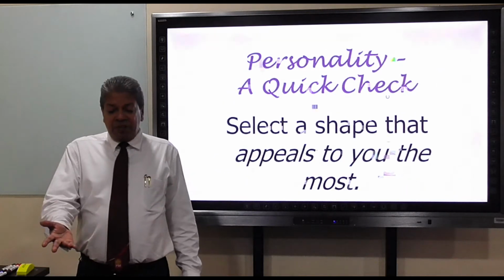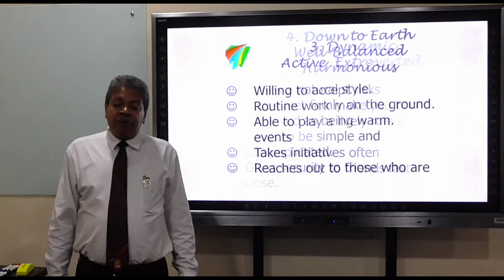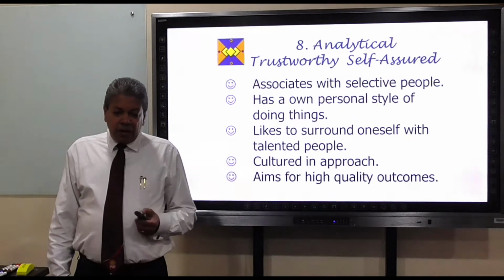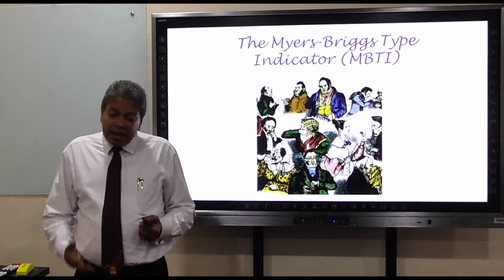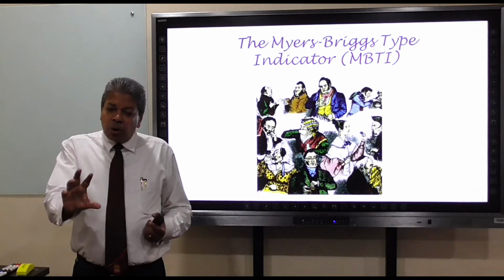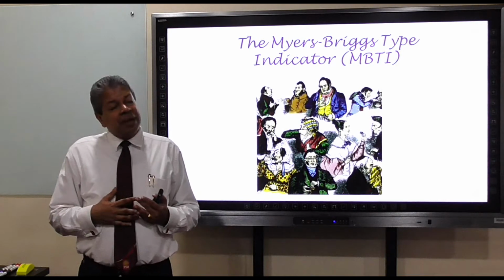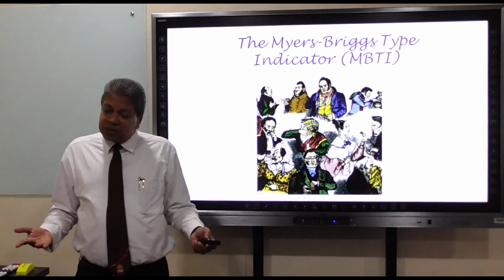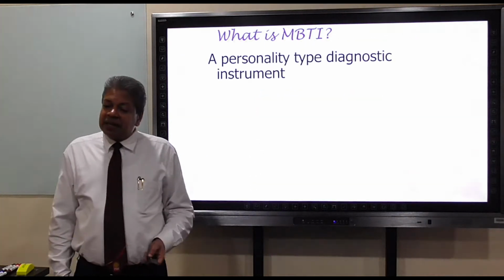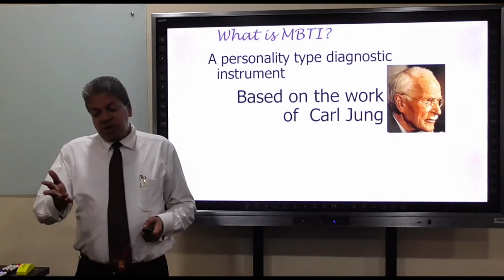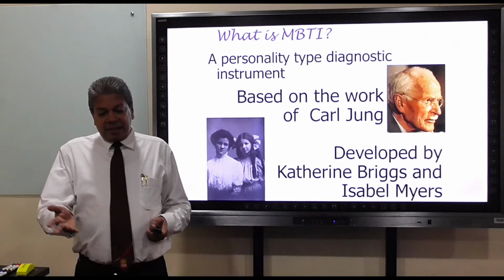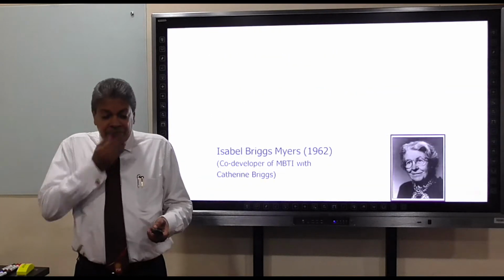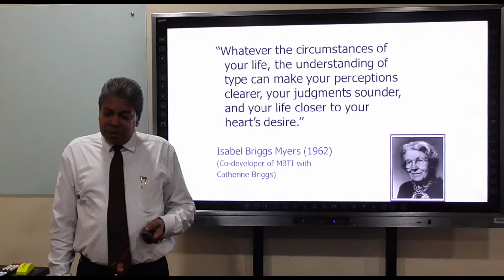And then we had a quick check. We looked at 9 different shapes, and then we defined all the different shapes. And then we did it as a fun activity, but it has a deep meaning because it gave us the inroad to MBTI, the Myers-Briggs Type Indicator, which is based on people's personality types. So we discovered that it's a personality type diagnostic instrument, based on the work of Carl Gustav Jung, and Katharine Briggs and Isabel Myers developed it as a commercial instrument. And then this is what Isabel Briggs Myers had to say.